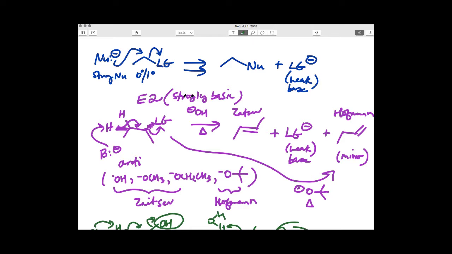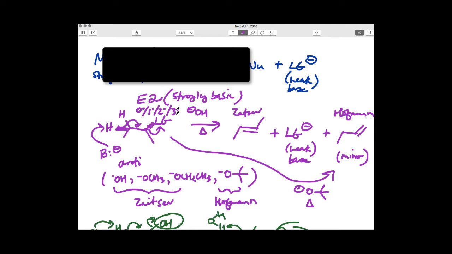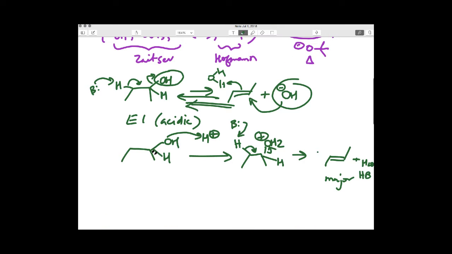So E2 works really well with strong base. It can work for tertiary, primary, secondary. It works for all of them. It works best for tertiary because you get the more stable alkenes at the end. And for E1, of course, we are making a carbocation here, so we want tertiary, secondary, and then hardly ever do we make primary and methyl.